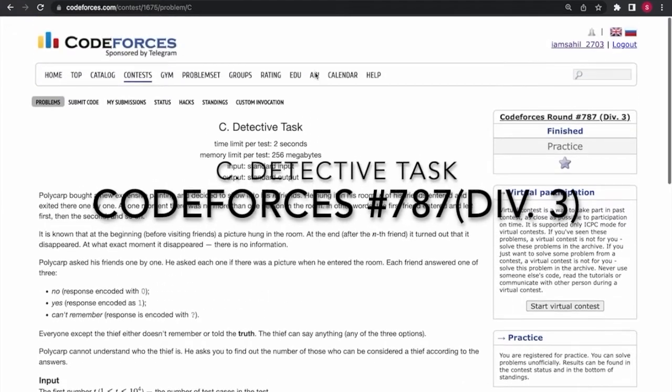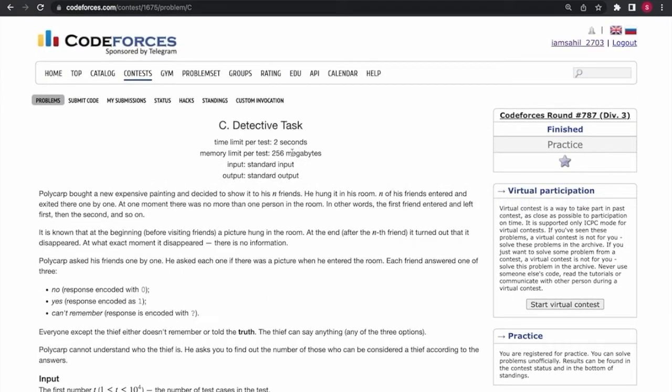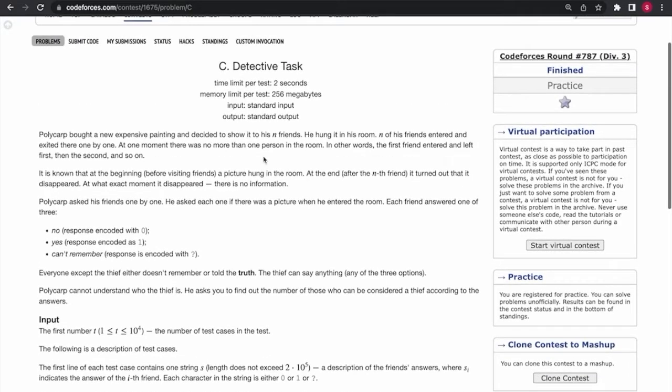Now I'll be solving the third question of Codeforces Round 787. In this question, Polycarp has bought a very expensive painting, and he wants to show all of his friends the painting. So he asks his friends to enter one by one, see the painting, and come out. After all of his friends come out, he realizes that the painting has disappeared from the room.